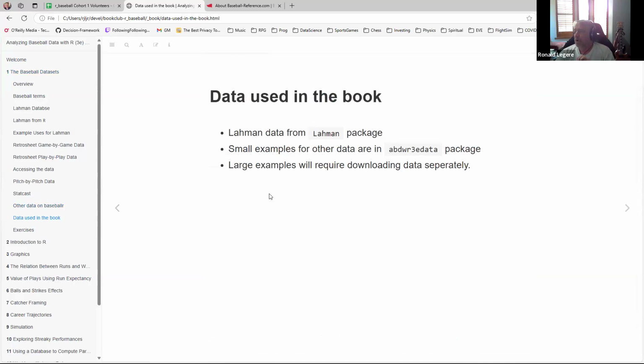So in the book, he says he's going to use Lahman data from the Lahman package. That's pretty straightforward. But other data is in the package for analyzing baseball data with R, third edition. That package has small examples for other data that we will be able to use in going through this book, but for larger data sets, we'll have to download the data separately. I don't know how much there is. We'll see when we get there.